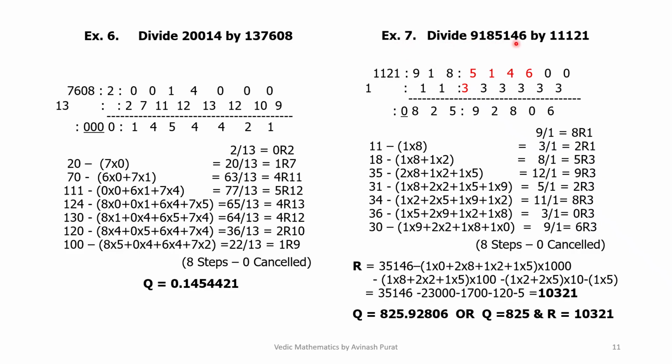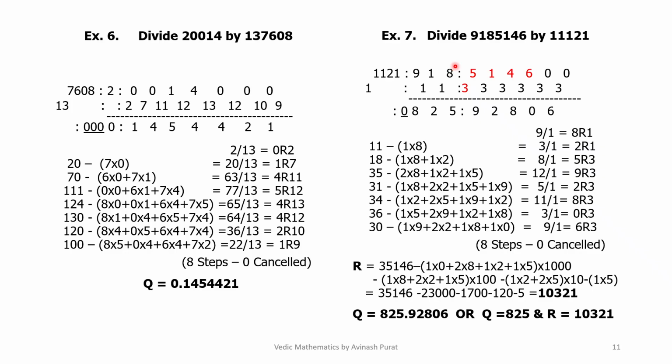Now next, example 7: divide 9185146 by 11121. So 1 is the first divisor and 1121 is the Dhvajank, having 4 digits. So the 4 digits of the dividend, 5146, are taken after the decimal point. Now we go for division. 9 divided by 1 equals 8 quotient and 1 remainder. 11 is the next dividend, minus 1 into 8 equals 3 divided by 1. So we get 2 quotient and 1 remainder.